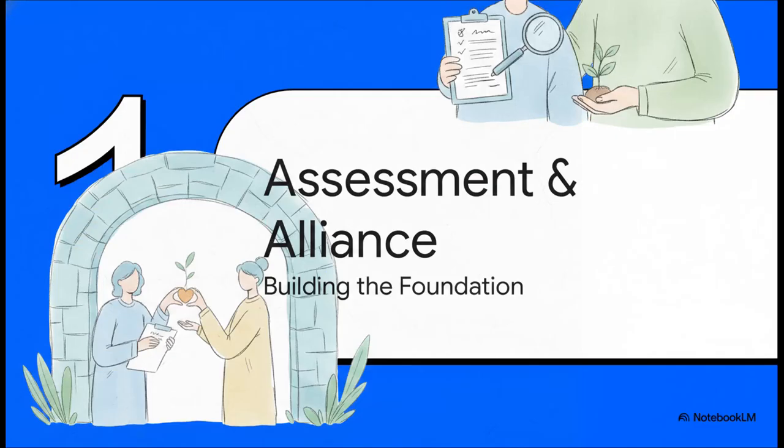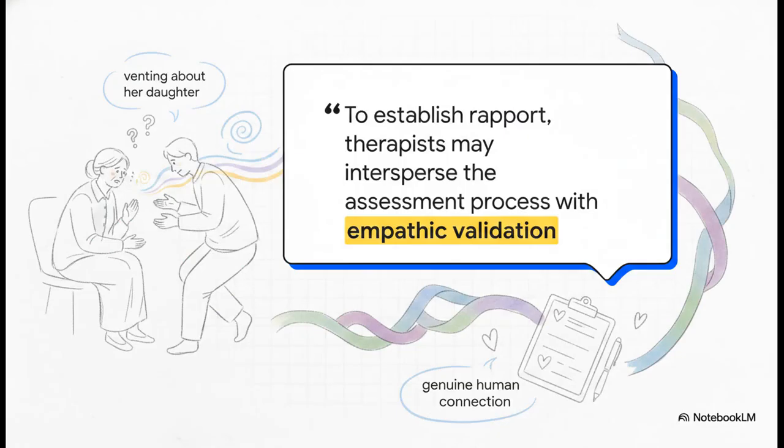Starting off with step 1, assessment and therapeutic alliance. Because, let's be real, you simply cannot formulate a successful plan without a rock-solid foundation of trust. Now, assessment isn't just cold robotic data gathering. Imagine an older client comes in, saying she wants healthy coping skills, but then she ends up spending the entire session just venting about her daughter. A skilled therapist doesn't just interrupt her to fill out a checklist on a clipboard. Instead, they use empathic validation right then and there. They listen for the emotional context to form a genuine human connection, because that empathic attunement acts as a secure base for everything that follows.